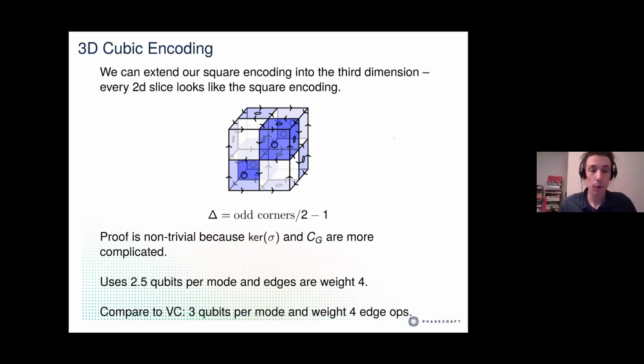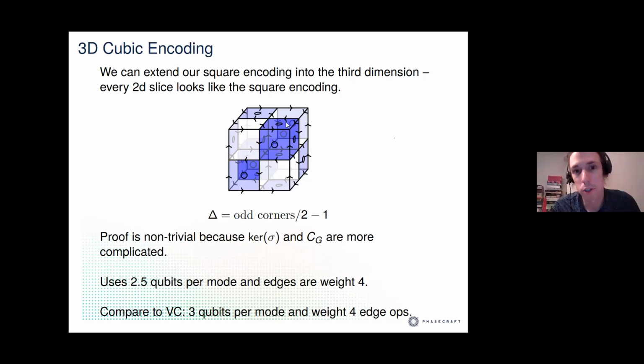Okay, one last thing. We can take the 2D encoding and extend it out into 3D. So what I have here is an illustration of this. Every slice of this 3D cube looks exactly the same as our 2D encoding. And the edge operators are weight 4, and the encoding uses 2.5 qubits per mode. This is in contrast to, for instance, the Vertex encoding, which uses 3 qubits per mode and also has weight 4 edge operators.